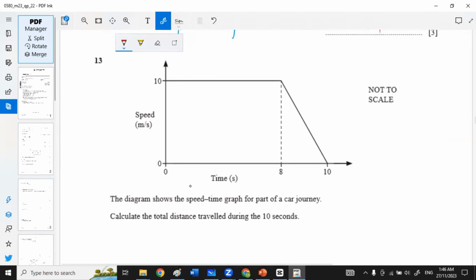Number 13. The diagram shows the speed-time graph for part of a car journey. Calculate the distance travelled. From the speed-time graph, the distance basically is the area under the graph.